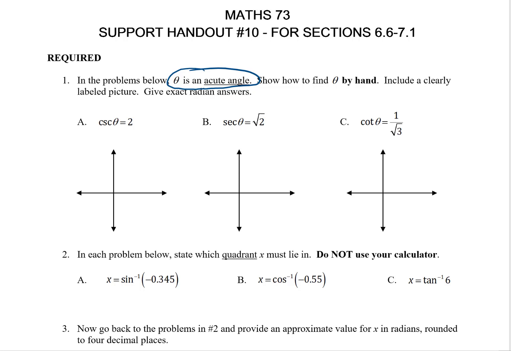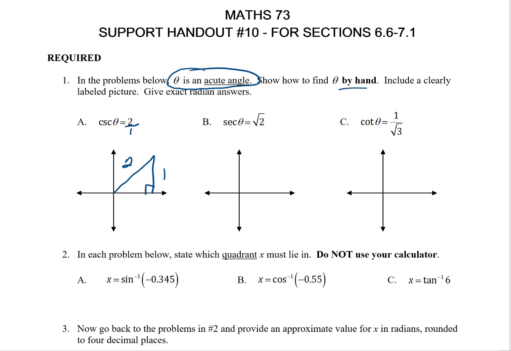So part A, I know that cosecant of my angle is equal to 2. I think I'm going to put a 1 under that to make it look like a ratio. I know I'm drawing a first quadrant triangle picture. Let's see, cosecant is the reciprocal of sine. So if cosecant is 2 over 1, sine would be 1 over 2, opposite over hypotenuse.